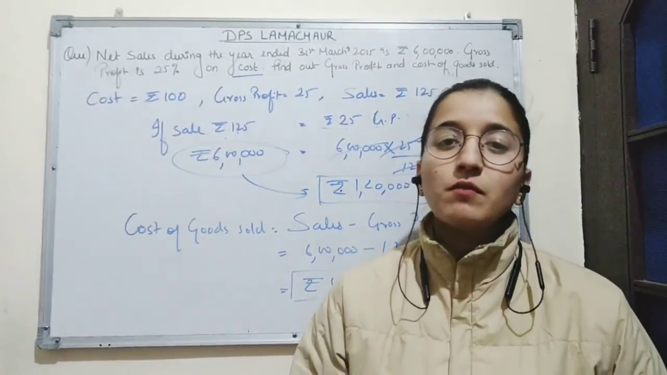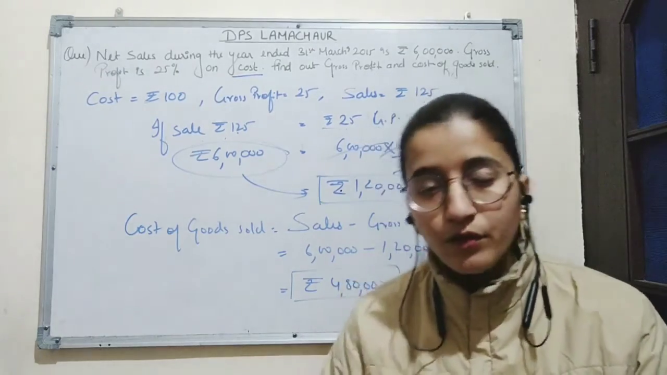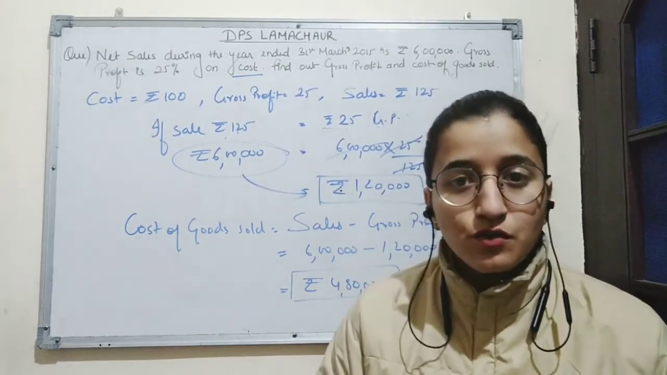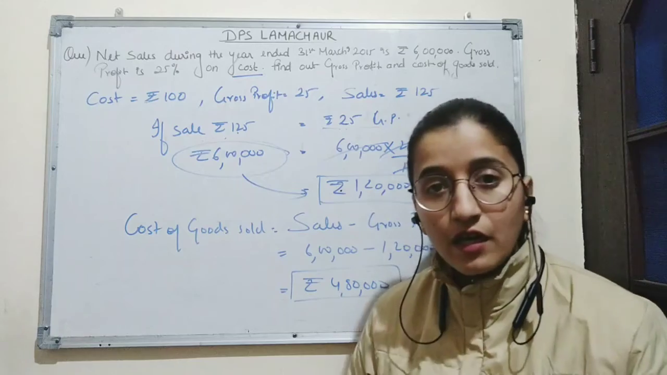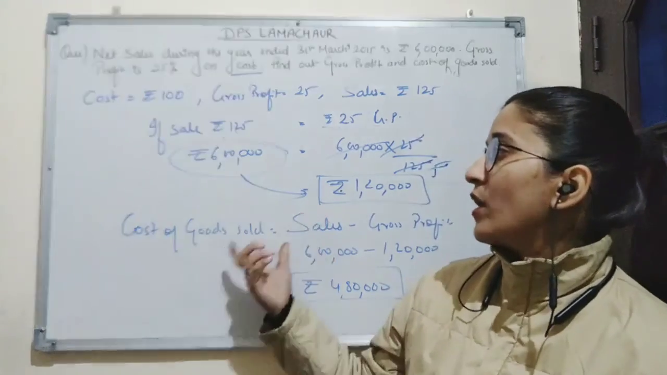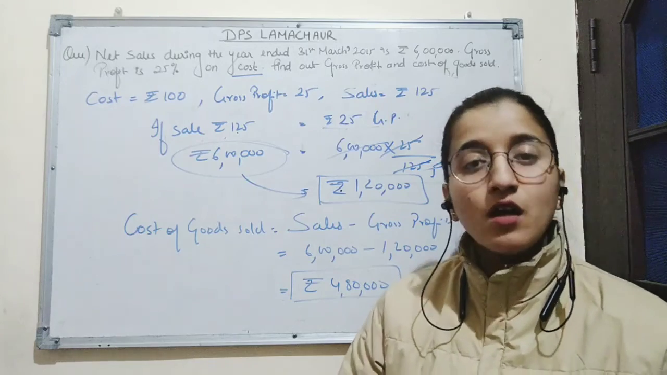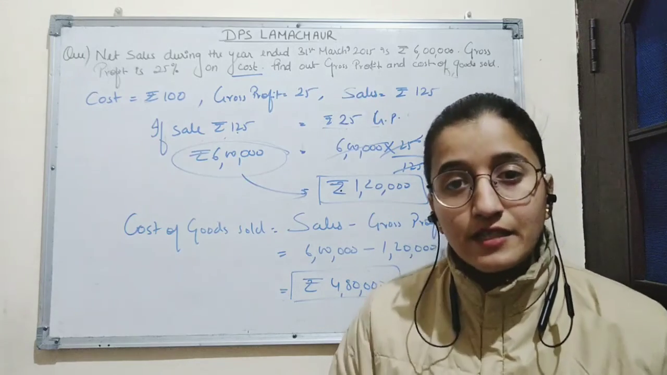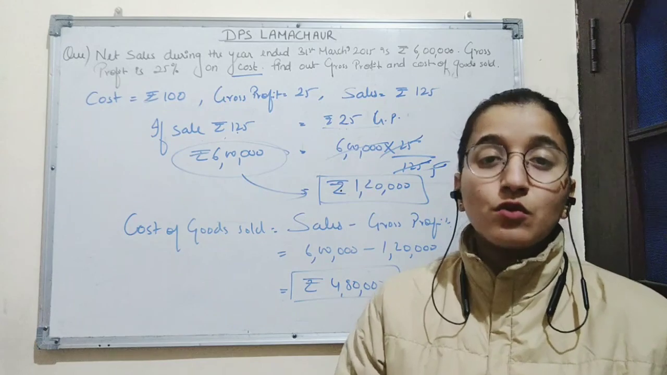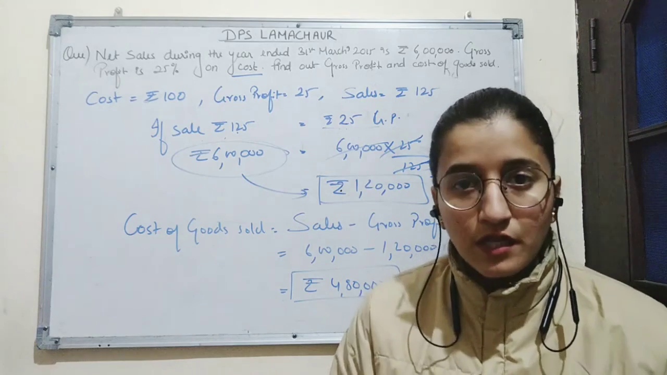With this, we have completed the topic of trading account. We have learned how to solve the question by preparing trading account and also the question based on the formula for calculating cost of goods sold and gross profit. In the next session, we'll be discussing the new topic of preparing profit and loss account.